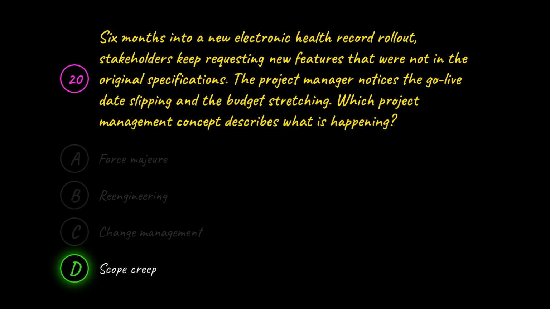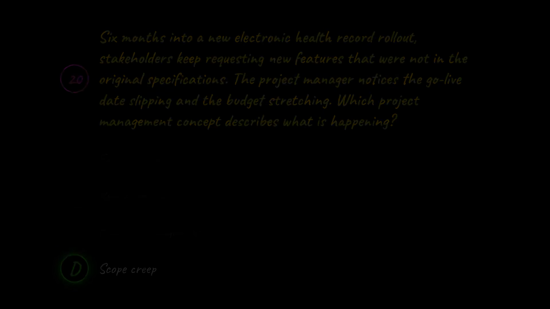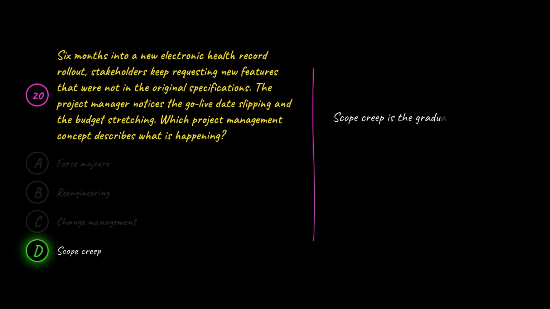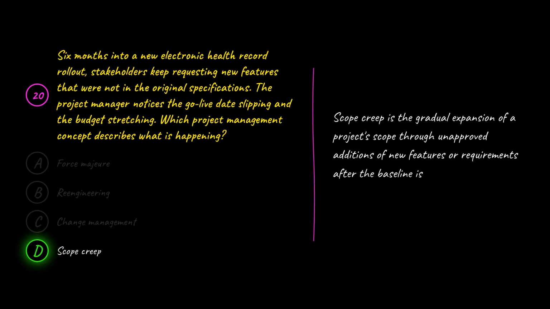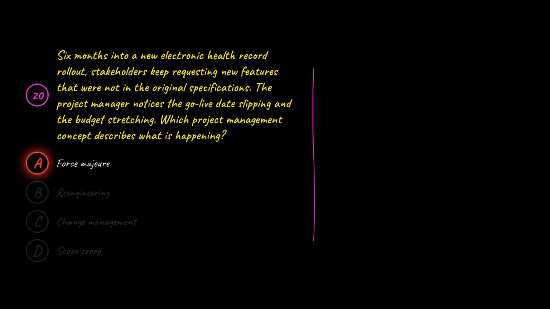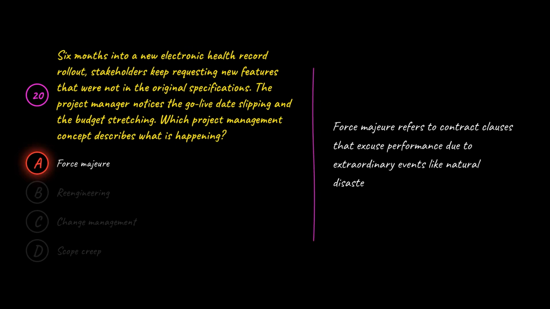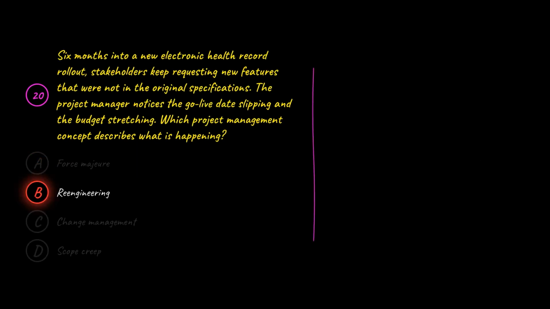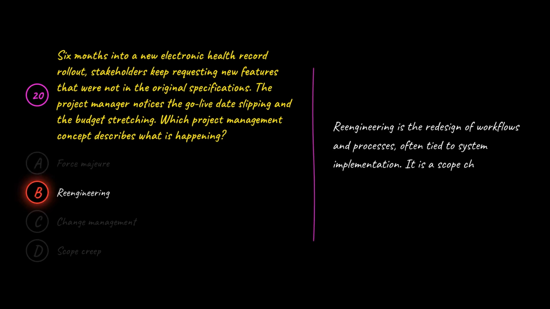The correct answer is D. Scope creep. D is correct because scope creep is the gradual expansion of a project's scope through unapproved additions of new features or requirements after the baseline is set. Timeline slip and budget stretch are the signature signals. A is wrong because force majeure refers to contract clauses that excuse performance due to extraordinary events like natural disasters. It is not a scope issue. B is wrong because re-engineering is the redesign of workflows and processes, often tied to system implementation. It is a scope choice made up front, not creep.